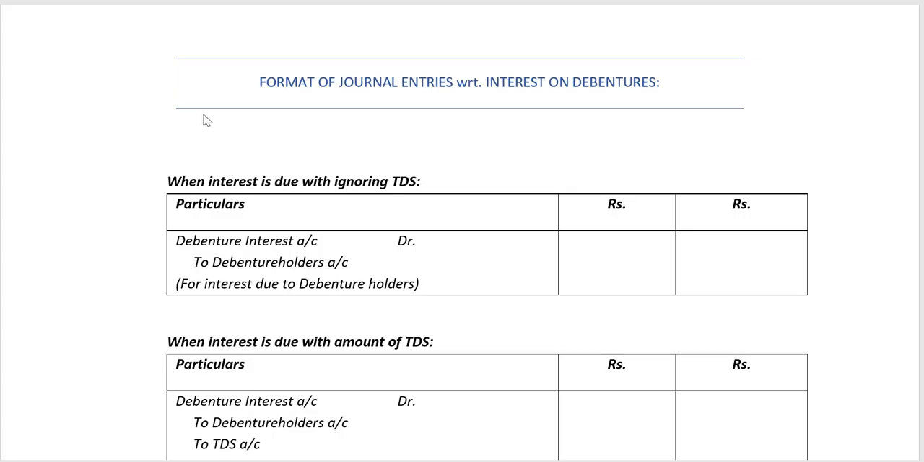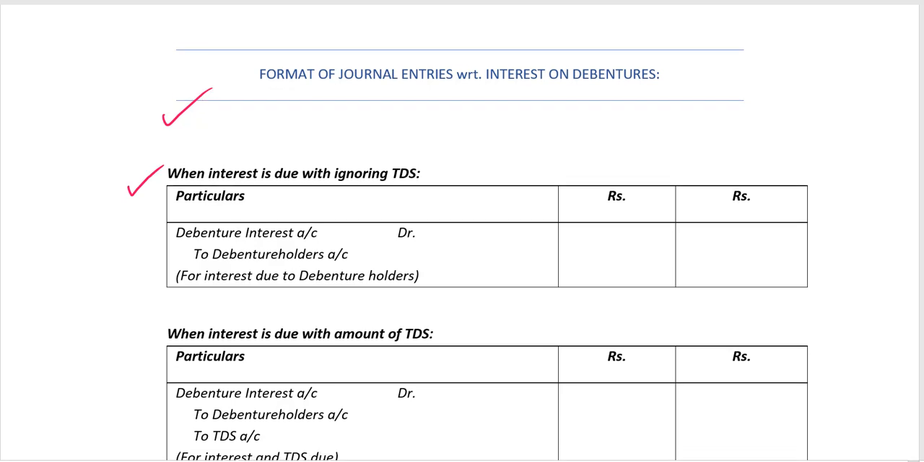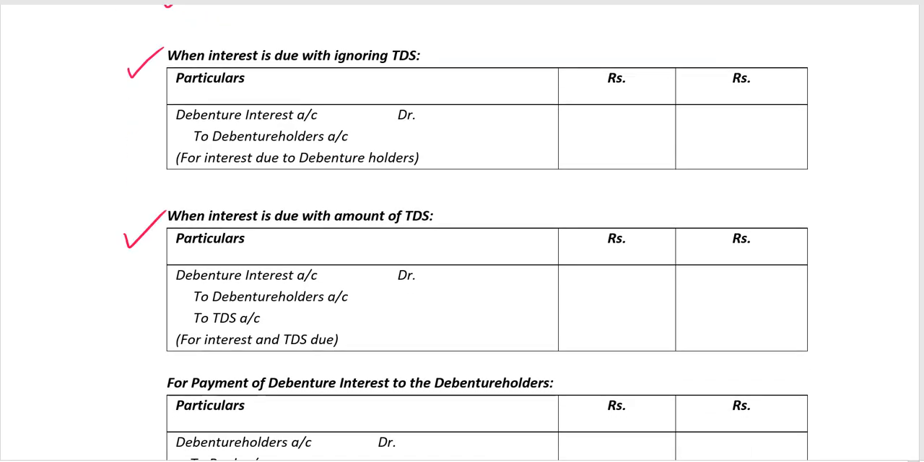Next, let's check out the format of journal entries with respect to the topic of interest on debentures. When interest amount is due with ignoring the TDS, journal entry to be passed, debenture interest account debit to debenture holders account for the interest due to the debenture holders. Where the interest is due along with the amount of the TDS, the journal entry to be passed, debenture interest account debit to debenture holders account and to TDS account for the interest and the TDS amount due.